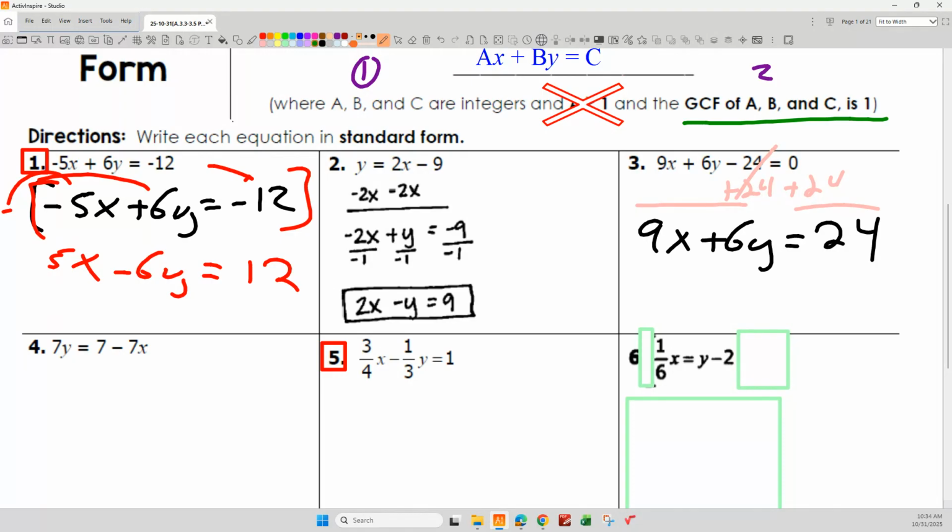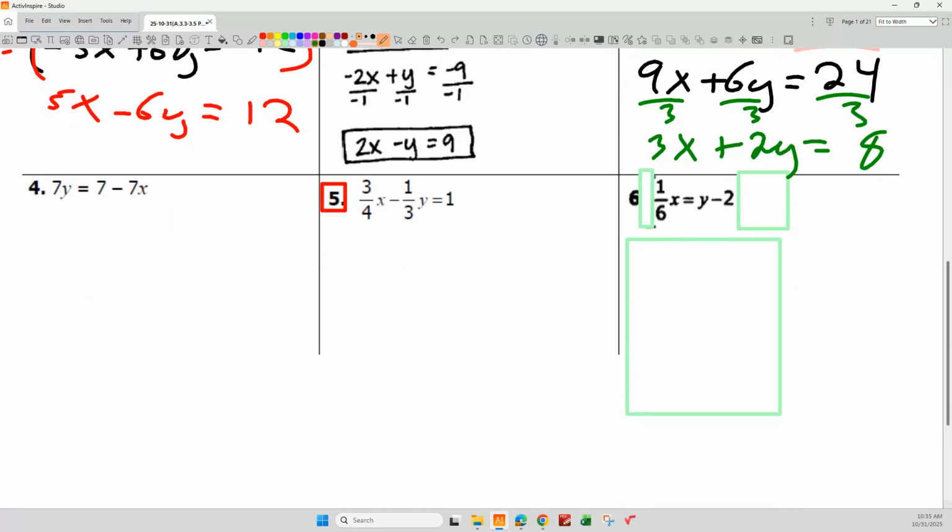Yeah. So I have to divide each side through by 3, which means I'm just dividing each term by 3, right? So what's that give me? 9 over 3 is 3. 6 over 3 is 2. So I get 3x plus 2y equals 8. Okay, there we go. Now we got it. Make sense? Okay, how about number 5?